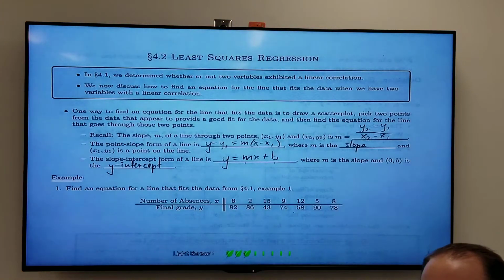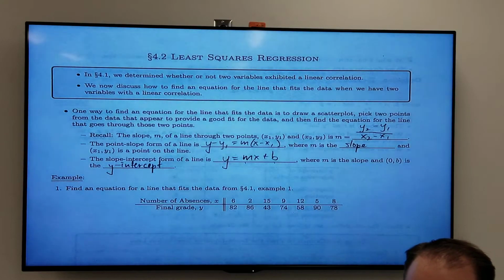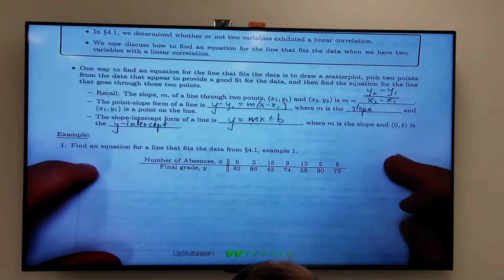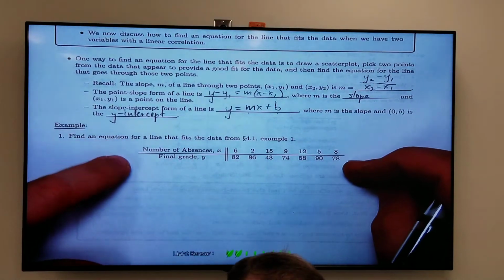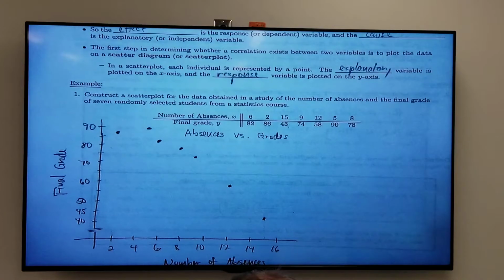Now, if none of this is sounding particularly familiar to you, don't worry about it too much. We're going to be using StatCrunch to find the equations for lines and all of that. But for those of you who do remember a little bit of algebra, I wanted to take you through an exercise where we try to come up with a line that fits the data that we looked at back in section 4.1. So here's that same data, the absences versus the final grade.